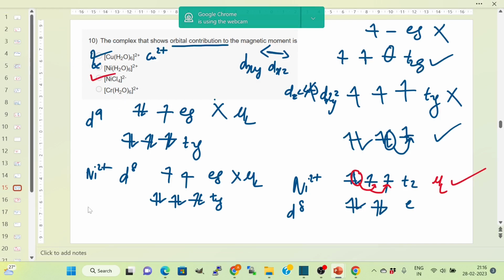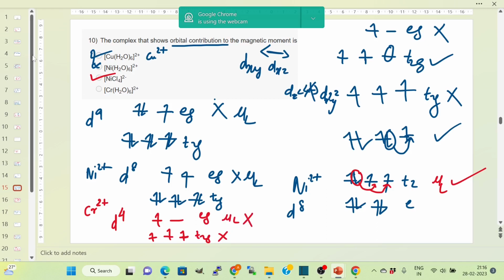Now what about chromium, the next complex? Chromium is also in 2 plus state, so chromium in 2 plus state has d4 electrons. It is an octahedral environment and it is water. There is no pairing. So 1, 2, 3, 4. Again this is symmetrically filled. There is no space for any electron in T2g, so there is no contribution. Here also it is Eg, even though there is a vacancy, there is no orbital contribution. So this is also not there. So only NiCl4 2 minus has the orbital contribution. So is it clear now?